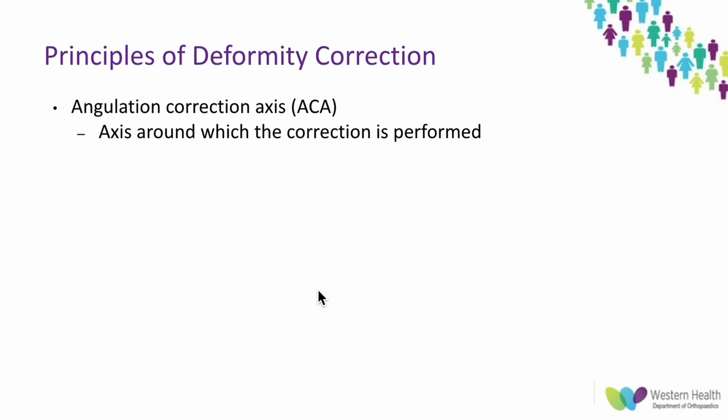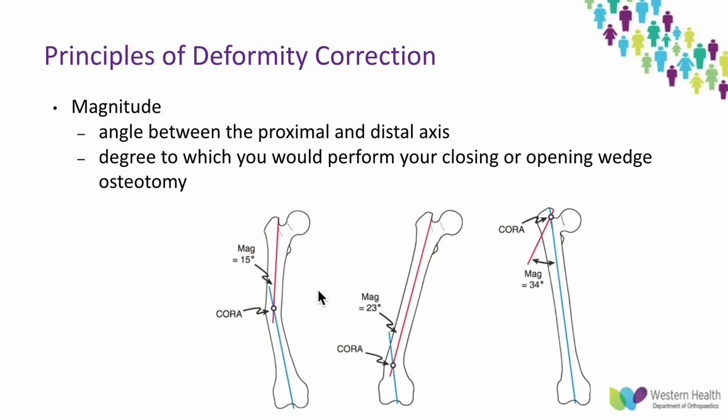Next is the concept of the angulation correction axis. So this is the axis around which the correction is performed. This will make a bit more sense when I go through the osteotomy rules. And then finally we have the magnitude, and this is the angle between the proximal and distal axes, in this case 15 degrees. And this is the degree to which you would perform your closing or opening wedge osteotomies to correct the axis.